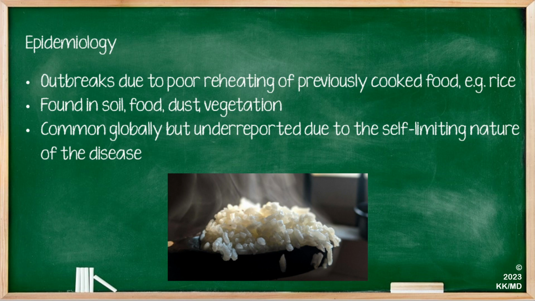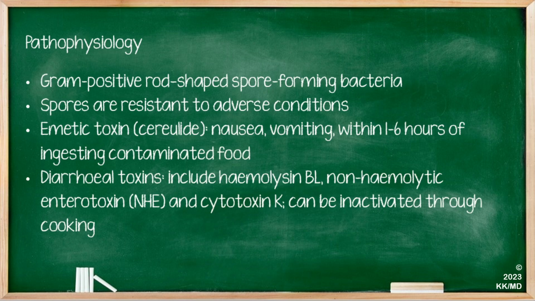The bacteria is found in soil, food, dust and vegetation, and the infection is actually quite common globally but is underreported due to the self-limiting nature of the disease. So Bacillus cereus is a gram-positive, rod-shaped, spore-forming bacteria. Spores are resistant to adverse conditions, so the bacteria are quite resilient.